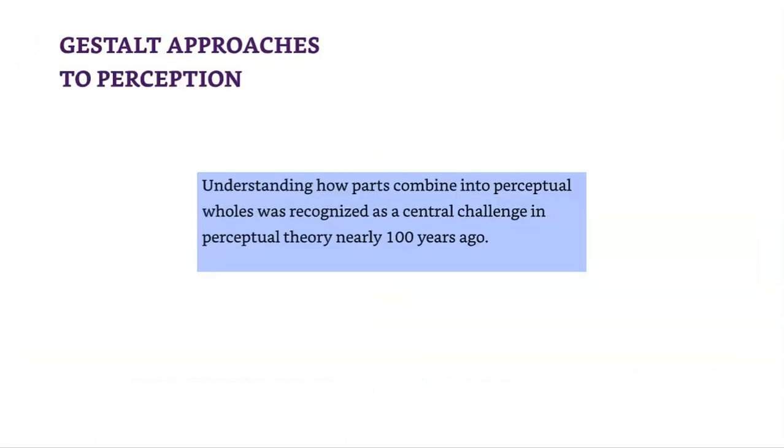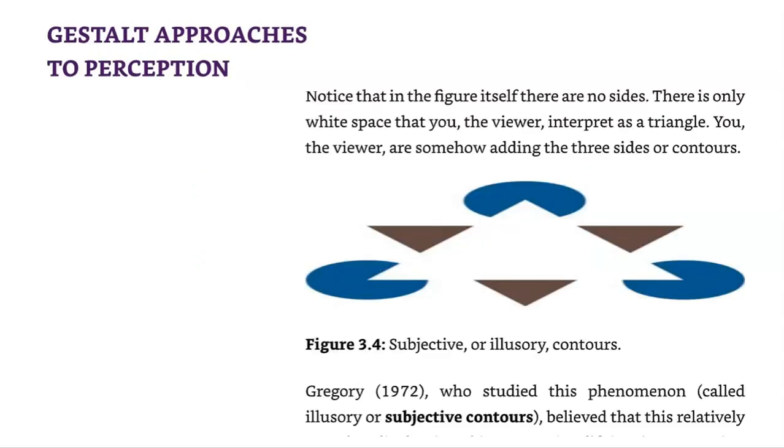Understanding how parts combine into perceptual wholes was recognized as a central challenge in perceptual theory a while ago. For instance, here's another one. This is the subjective or illusory contours. I love an illustration like this because it's overwhelming. It's an amazingly strong impression that there's a triangle there. That white triangle just jumps off the page and it has decisive borders.